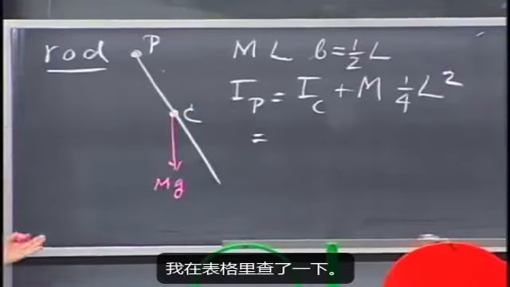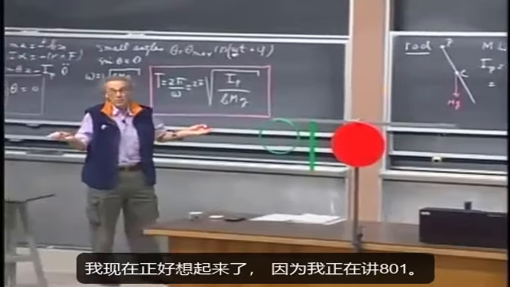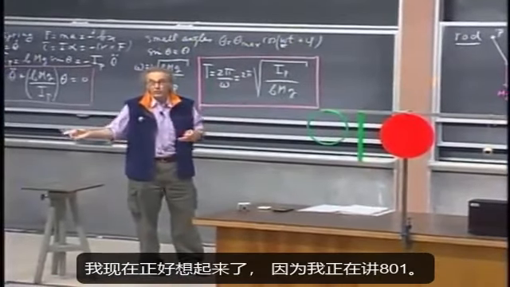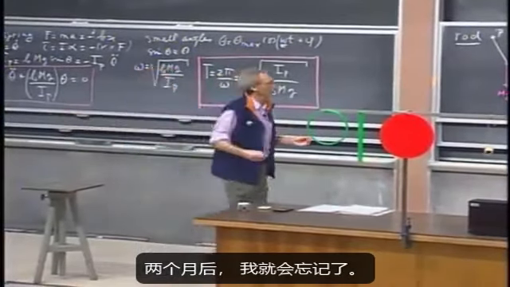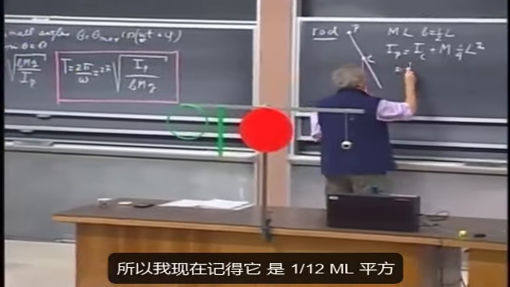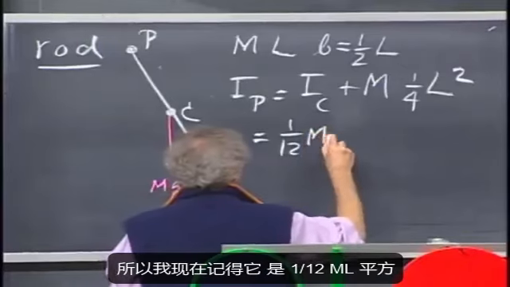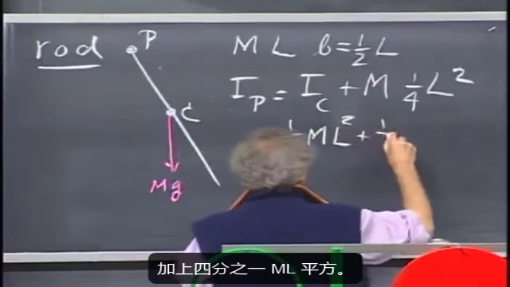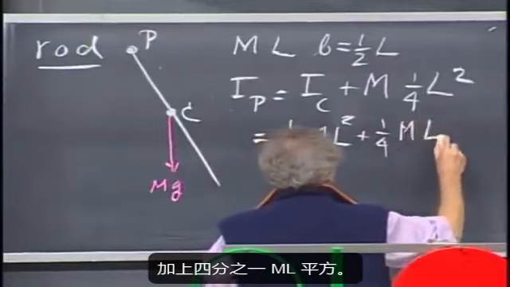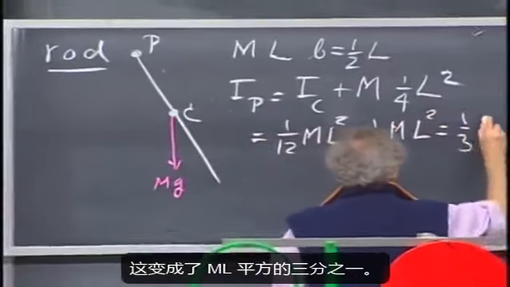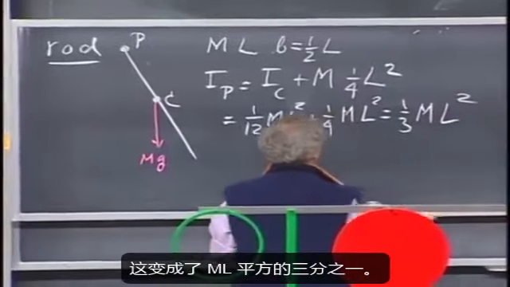I looked that up in the table. I happen to remember it now because I'm lecturing 801. 2 months from now I will have forgotten. So I remember now that it is 1/12 m L squared plus 1/4 m L squared. That becomes 1/3 m L squared.